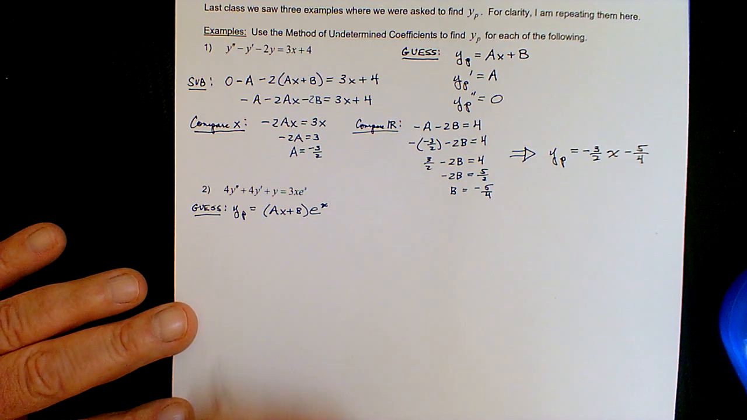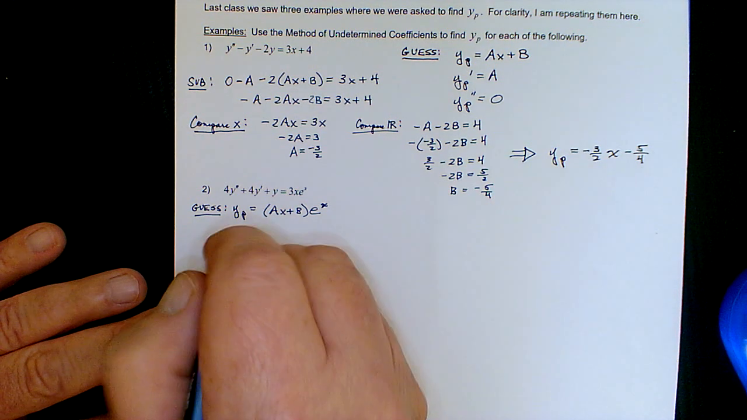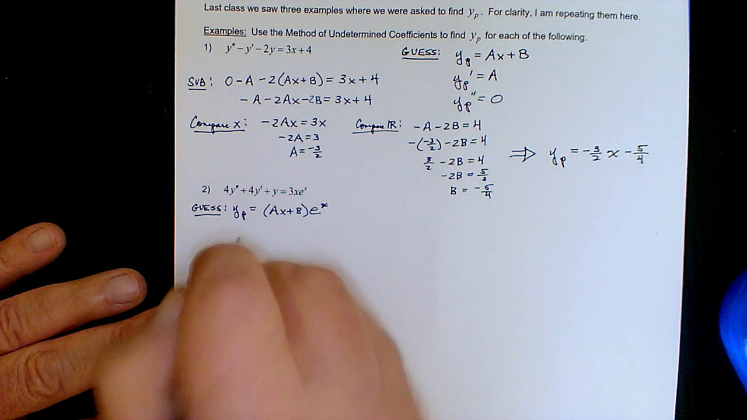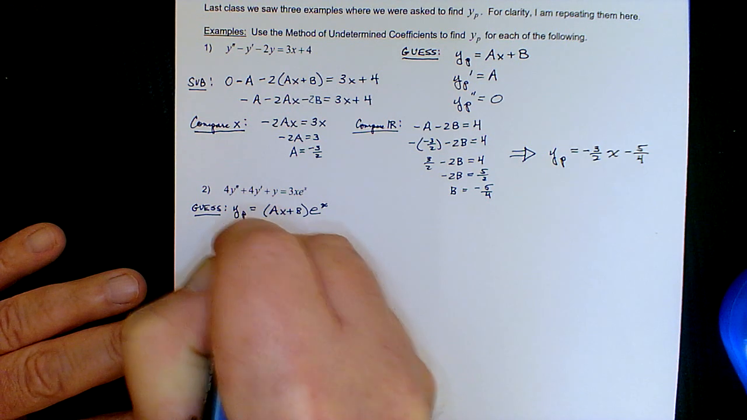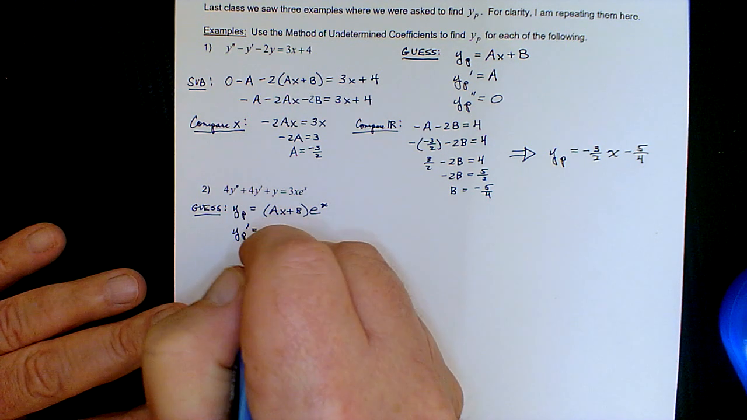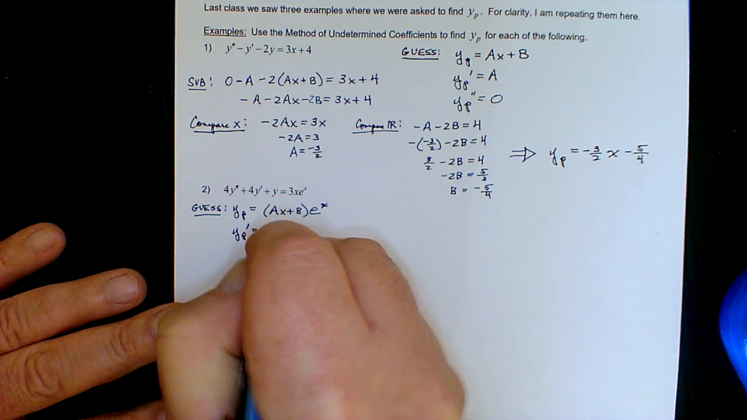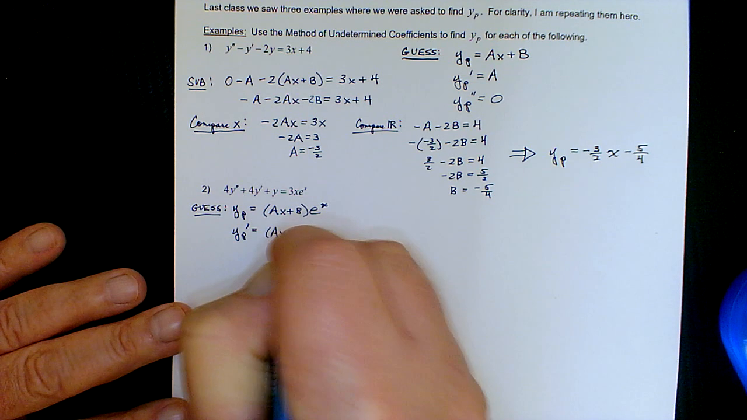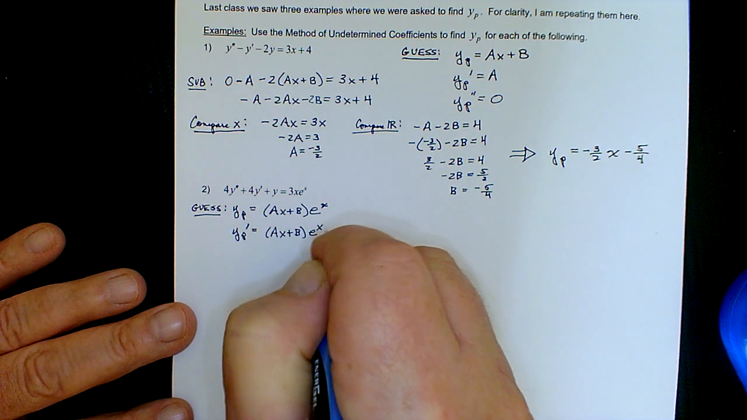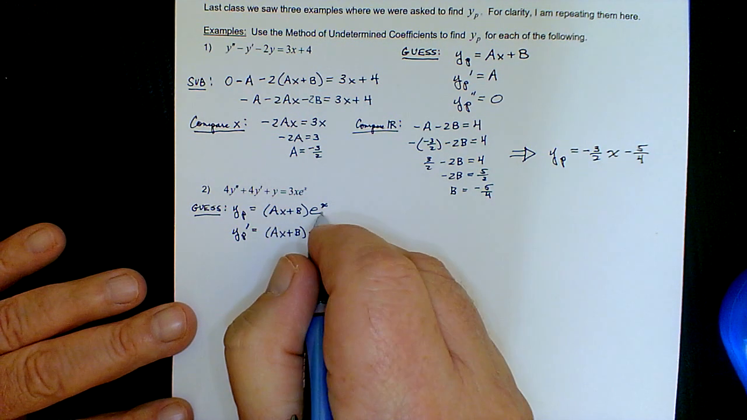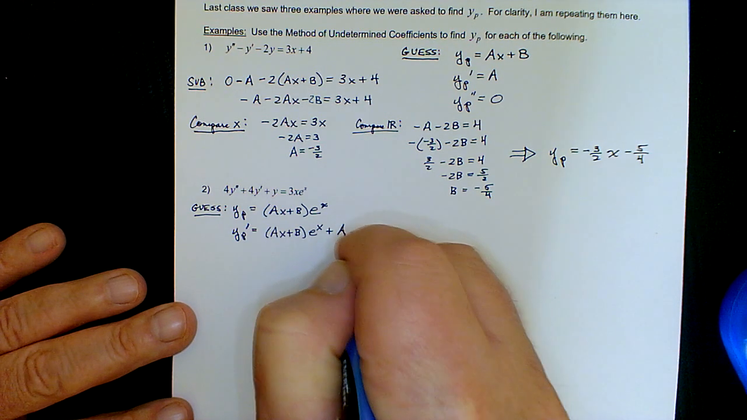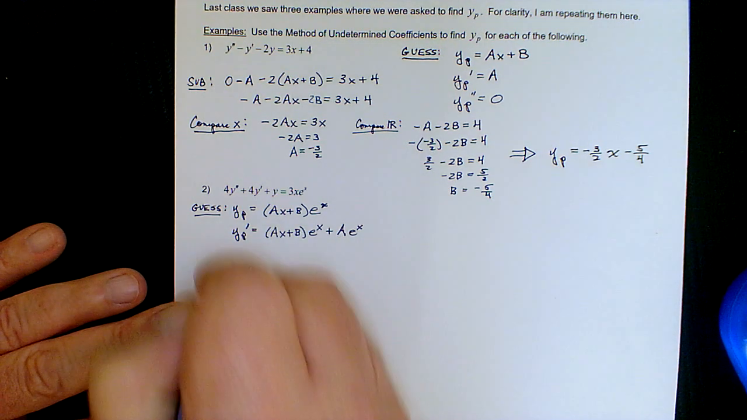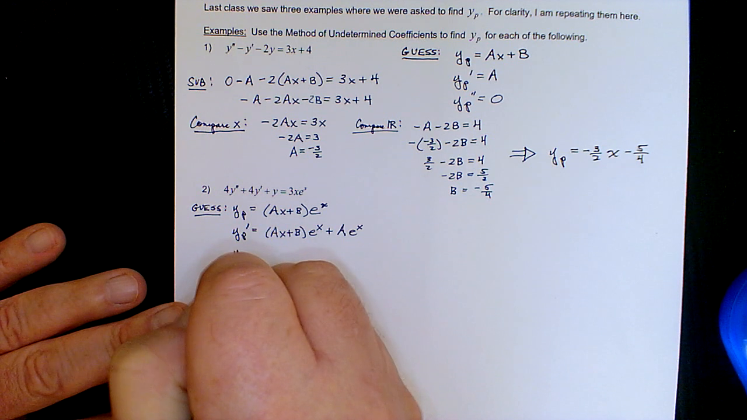And at that point, in order to solve for a and b, we could take a couple of derivatives here. It looks like the product rule. So first factor, ax plus b, derivative of the second, e to the x, plus the second factor, e to the x, times the derivative of the first, and that's just a. So I'll write a e to the x for y sub p prime.